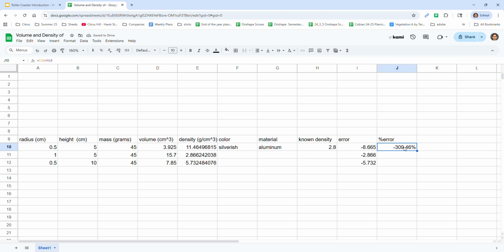Anyways, try this out and use it to calculate your volume and density, and then your error and your percent error. Anyways, thanks for watching. Try it out.